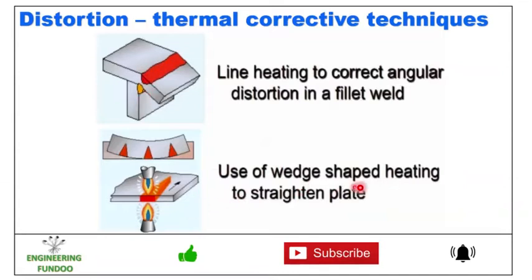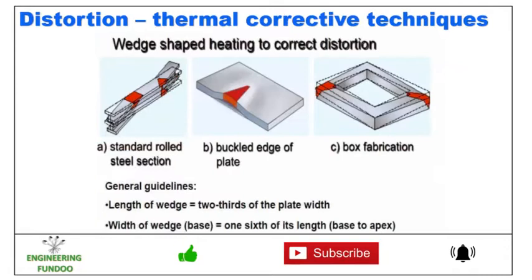Then we have use of wedge shape heating to straighten the plate. You can see here this is the wedge shape which is to be heated so that the plate gets straight. Then we have thermal corrective techniques, wedge shape heating to correct the distortion. You can see here we have a wedge shape at the corner, then standard rolled sheet, buckled edge of the plate, and box fabrication. Here we have some guidelines that the length of the wedge should be equal to 2/3 of the plate width, and the width of the wedge is equal to 1/6 of its length.